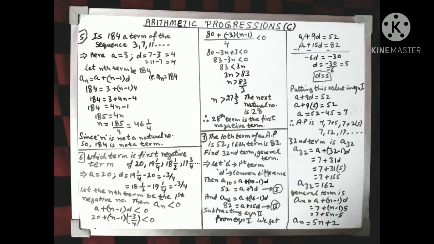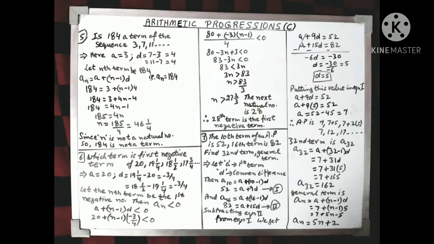So we will use the formula again. an is equal to a plus (n minus 1) into d. 184 is equal to 3 plus (n minus 1) into 4. 184 is equal to 3 plus 4n minus 4. 184 is equal to 4n minus 1. That is 185 is equal to 4n. n is equal to 185 by 4, which comes out to be a fraction actually, that is 46 1 by 4.